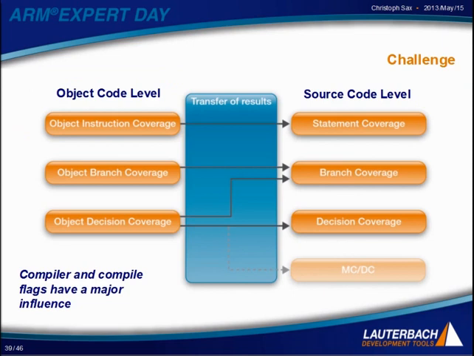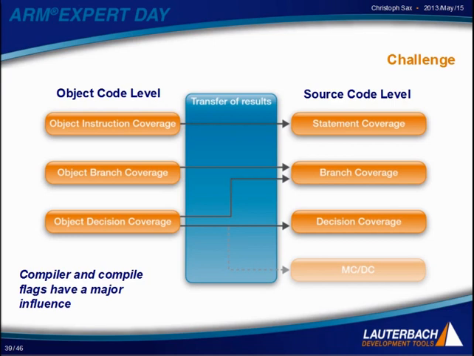So basically, now we are able to determine at object code level which of these code coverage metrics can be satisfied. But in addition, we want to be able to verify if we have also satisfied any of the source code level metrics. What we require here is a transfer of the results from the object code level to the source code level. And we want to derive statement coverage from the results of object instruction coverage.